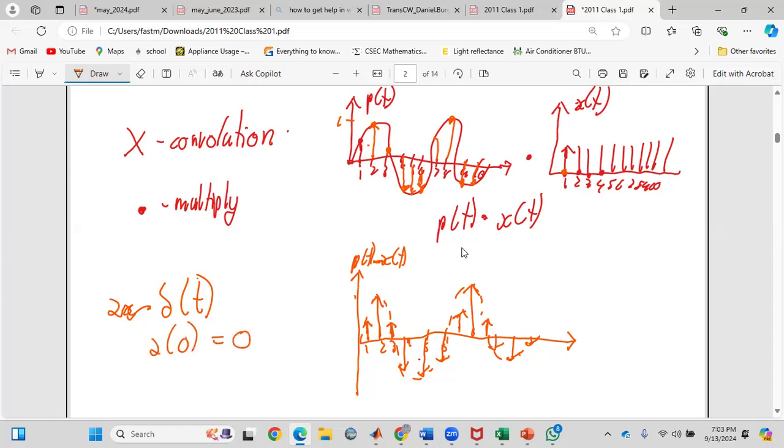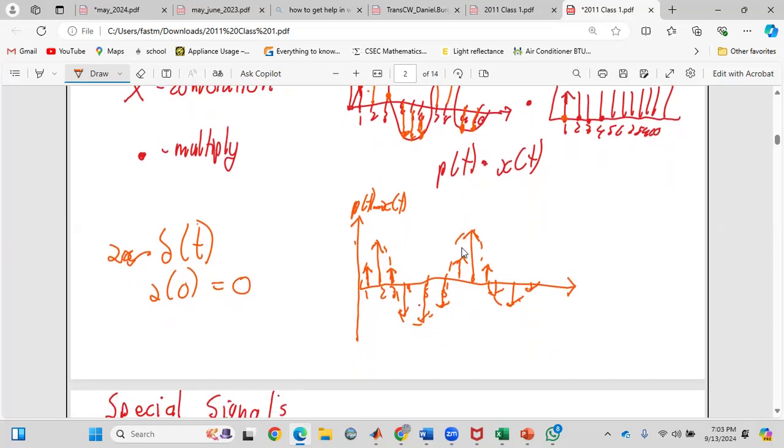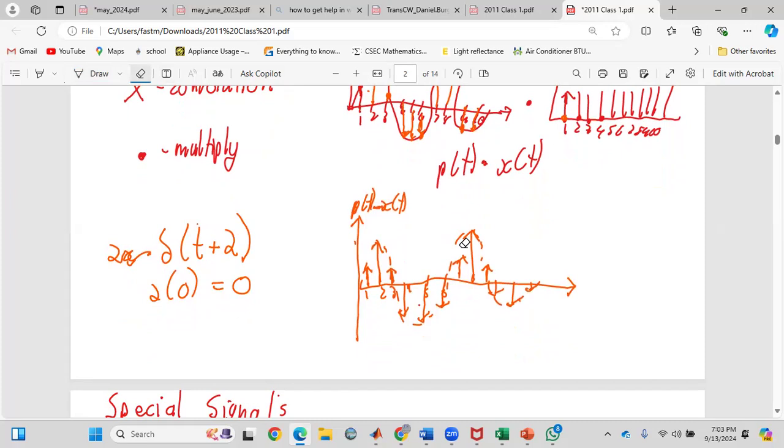It will fetch 0. If I was to do t plus 2, it fetches a different value of this. So you literally just plug 2 into this and you end up with 4, and so on and so forth. It just goes and fetches the value for it. That is the beauty of the impulse.